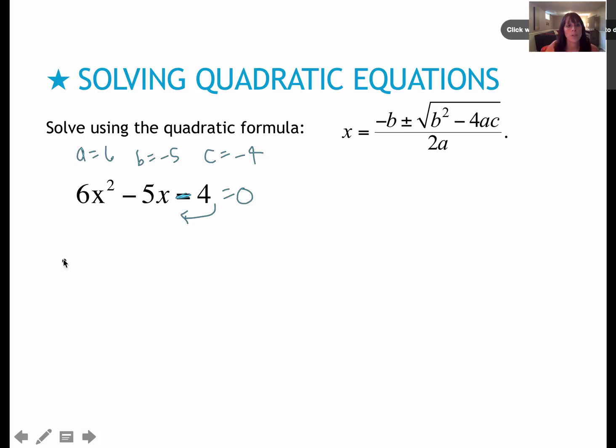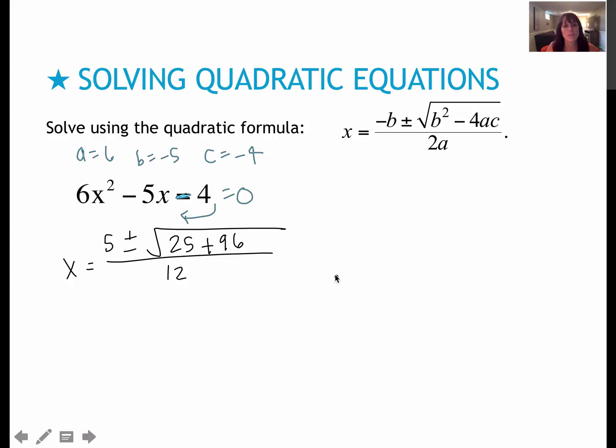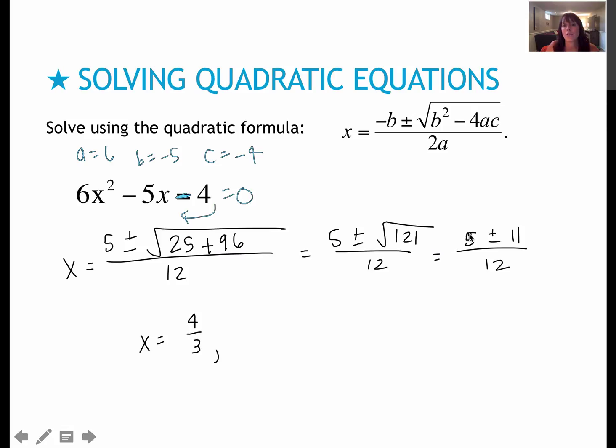Now I'm going to say x equals the opposite of b plus or minus the square root of b squared minus 4 times 6 times -4. And so I'm actually subtracting a -96, so I'm adding 96, all over 2a. If I add 96 and 25, I get 121. The square root of 121 happens to be a nice number. And now I can just find my two solutions. So my two solutions would be 5 plus 11, which is 16 divided by 12. 16 divided by 12, not a whole number, but I can reduce to 4/3. And then 5 minus 11, which is of course -6 divided by 12, which reduces to -1/2.